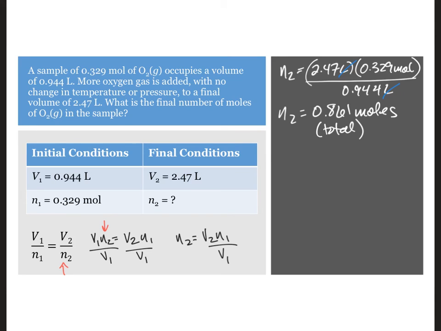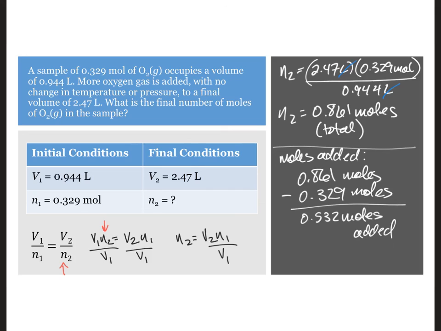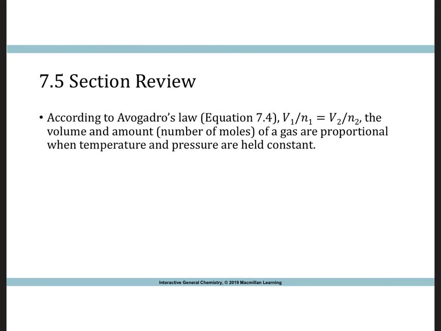The moles of gas added are 0.861 moles minus the original 0.329 moles we started with, to give us 0.532 moles of oxygen gas added to the sample to go from 0.944 liters to 2.47 liters. This section includes just one parting thought from the authors.